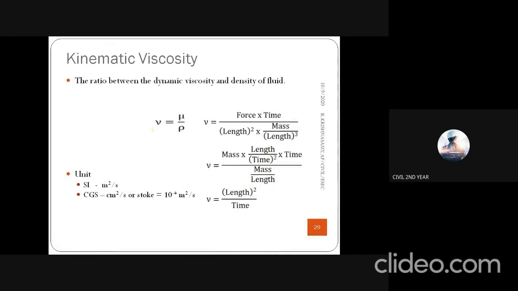So next one is kinematic viscosity, the ratio between dynamic viscosity and density of fluids. This is the basic formula used for kinematic viscosity. The unit is meter square per second in SI units, whereas in CGS it is centimeter square per second, or Stoke. One Stoke is equal to 10 to the power minus 4 meter square per second. So kindly note it down.